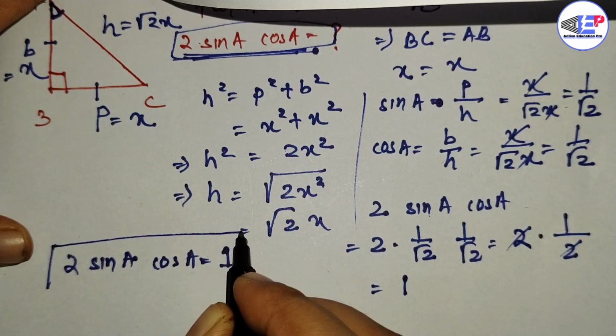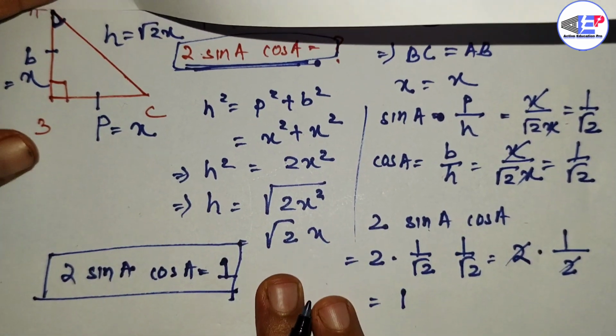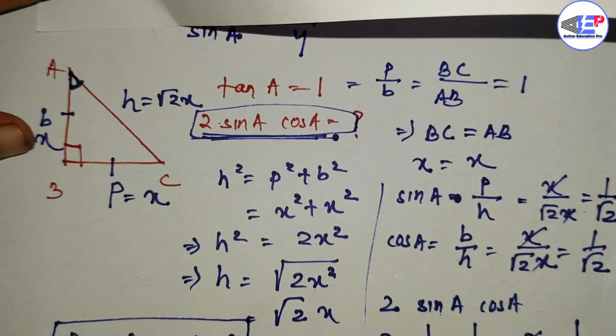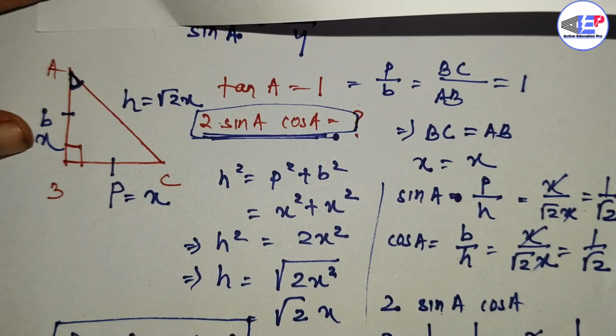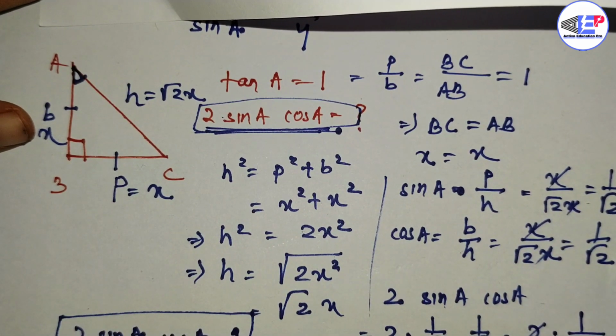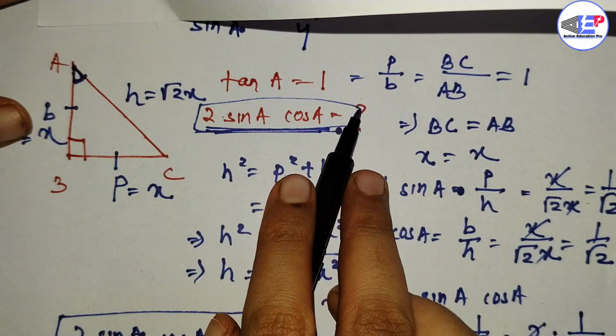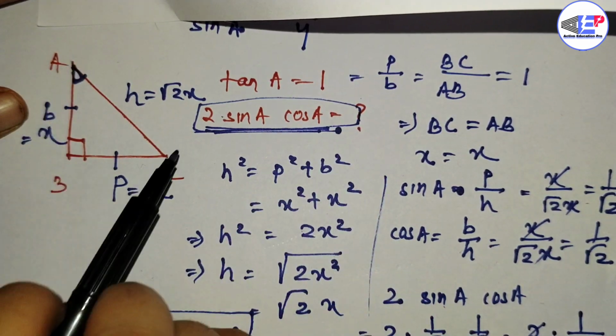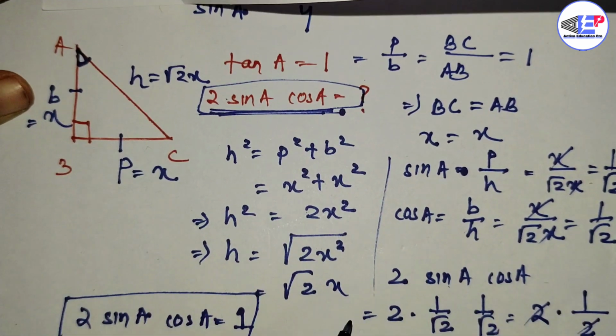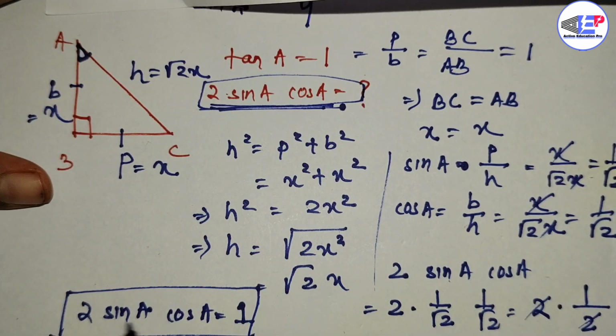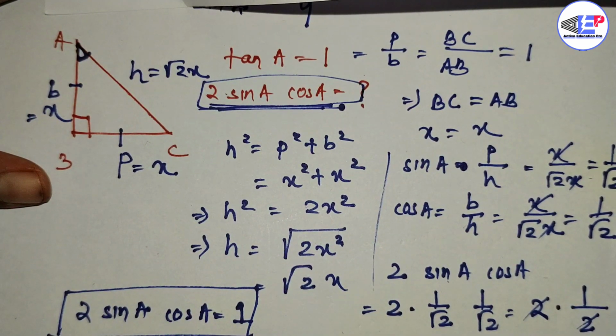This is your answer. It means if it is a right angle triangle and given that tan A is equal to 1, then the value of 2 sin A cos A will be 1. Otherwise you can say in an isosceles right angle triangle, 2 sin A cos A will be 1.